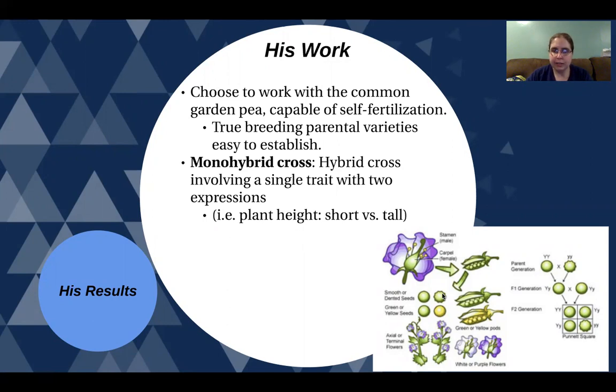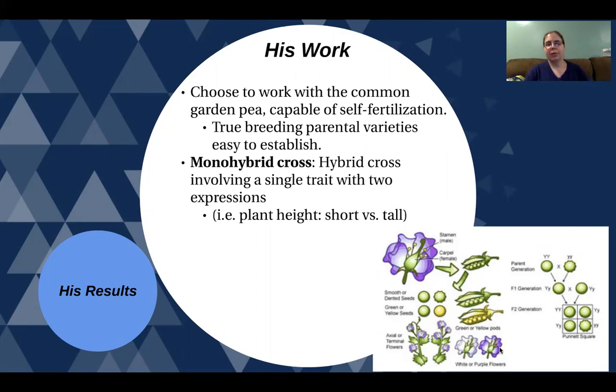Now, if you look at the picture at the bottom, this is kind of giving you an example of the different traits that they had. So the peas themselves could either be smooth or kind of wrinkly or dented. They can be green or they can be yellow. Same with the pods, they can be green pods or yellow pods. The flowers can be white or purple. The plants themselves either came as tall or short.